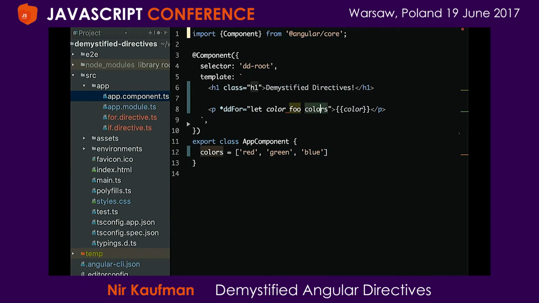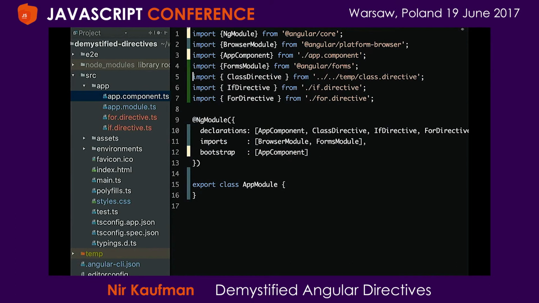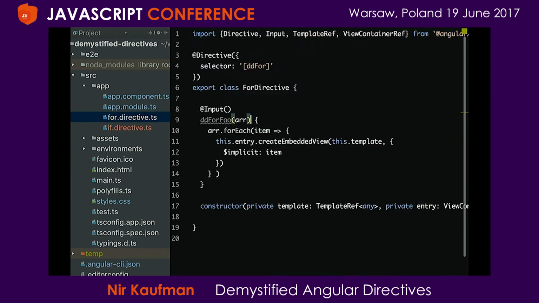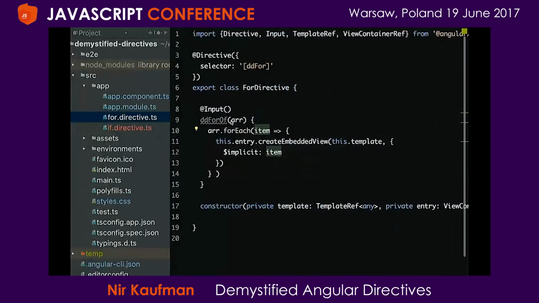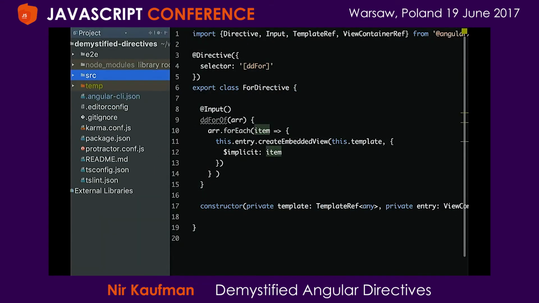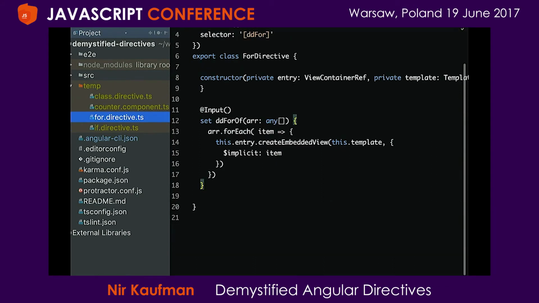Let's try the easy way. dd4 off array for each item of this array. Alright, I've got a backup just in case live coding things won't work. So for my rehearsal, this is my for directive, which I think is exactly the same code. Ah, the set, yeah, of course.